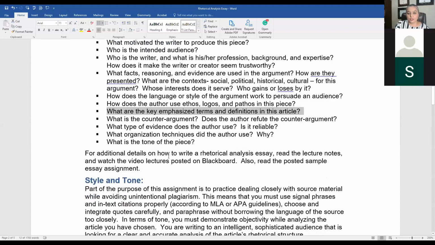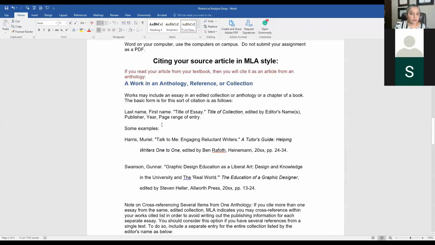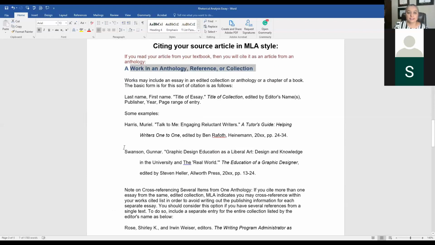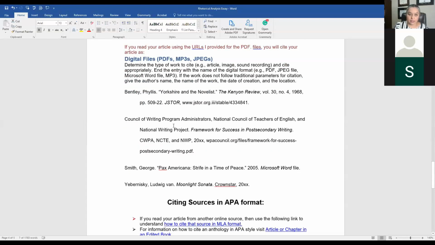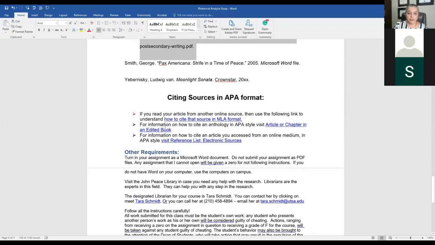Now, citing your sources. I provided you information on how to cite a piece that's from an anthology. If you are reading this article from your textbook, this is the citation style you will use. But if you are using the PDF files that I have provided, the digital files, then this is how they're cited. These are MLA style. For APA style, I've given you the links. These links will take you to how to cite a PDF file or how to cite an anthology, which is what your book is.